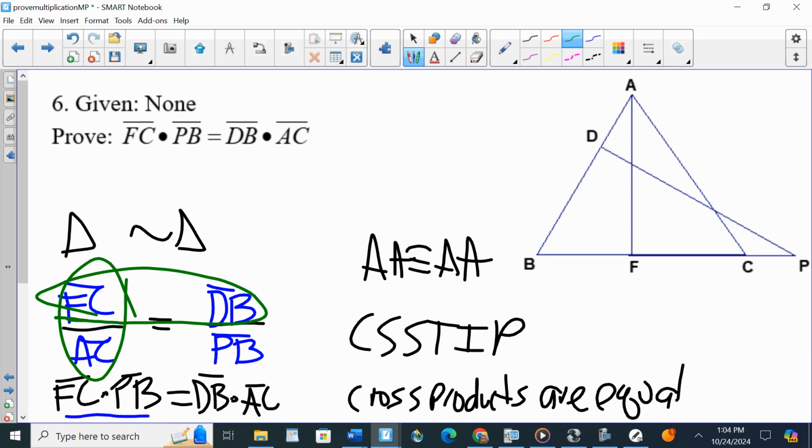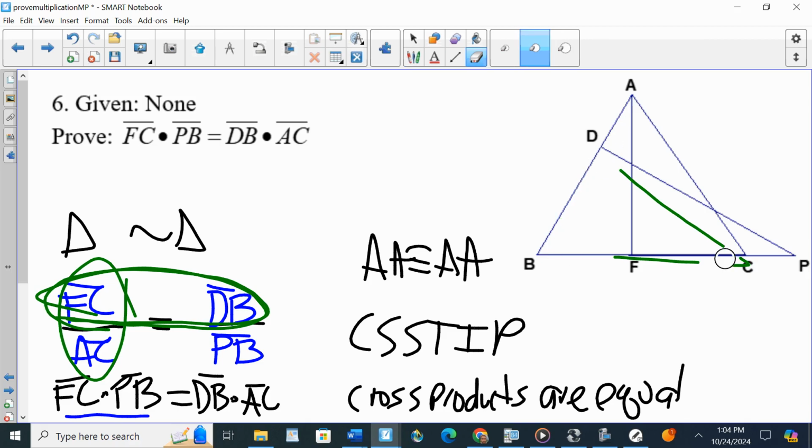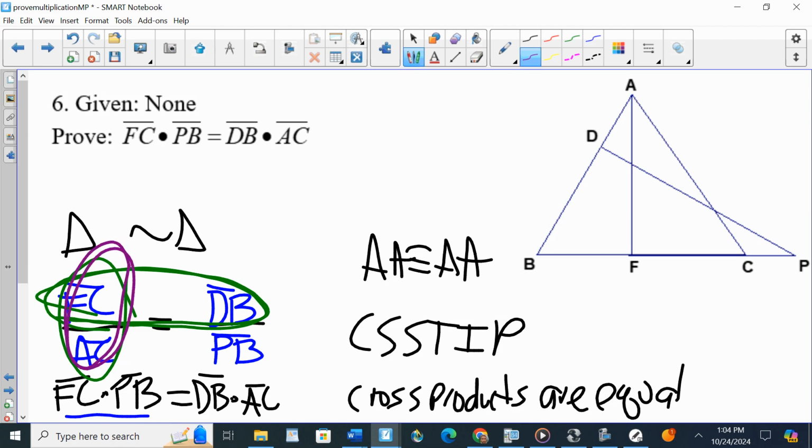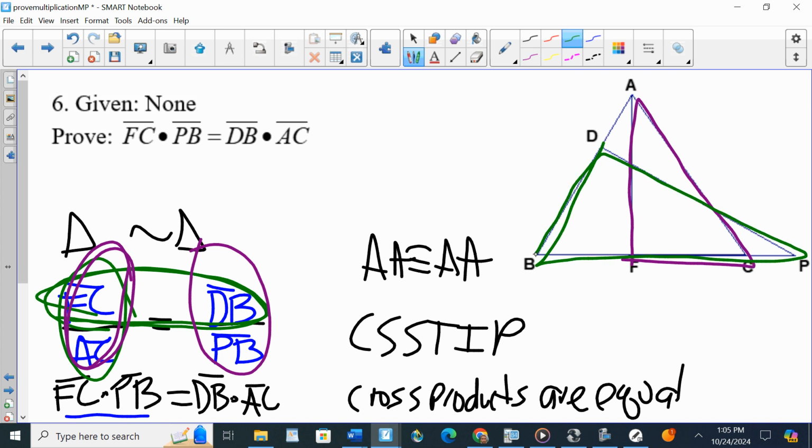If I go horizontally, FCDB, that is not a triangle. So that was horizontally. Now let's look vertically. FCAC, that's FCA. Is that a triangle? Yes. DBPB, DBP. Is DBP a triangle? Yes. Those are your triangles, the purple and the green.